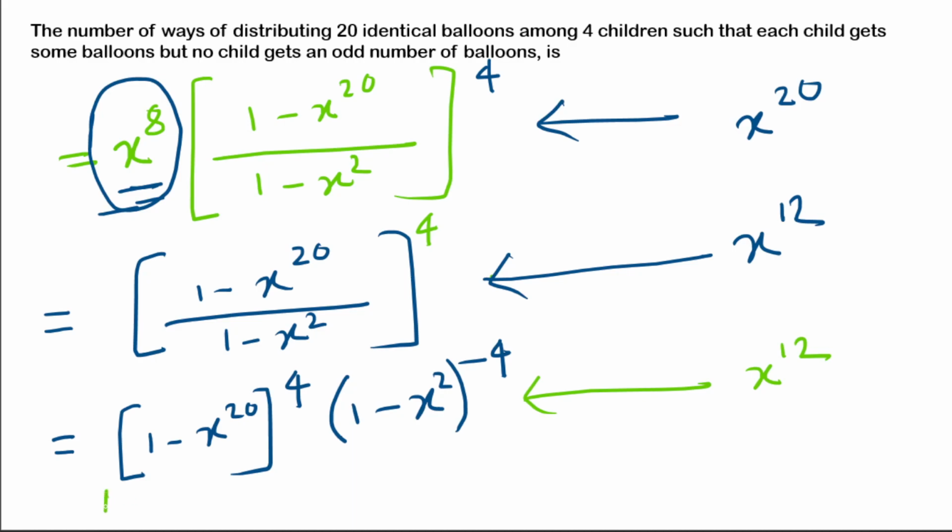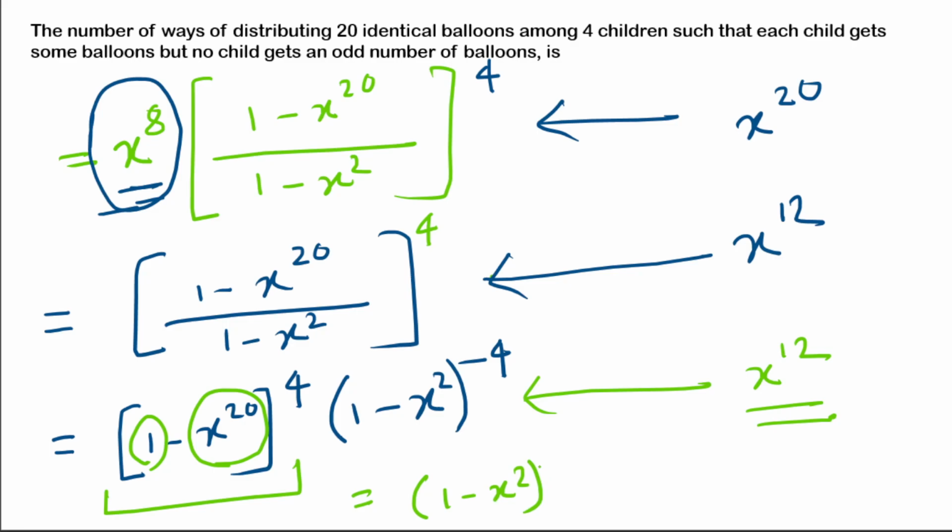Now you tell me, from this term, what contributes towards the x to the power 12? Only 1, because every other term will be in terms of x to the power 20, which will be too high, right? So simply this is 1 minus x square to the power minus 4. You have to find the coefficient of x to the power 12 in this.